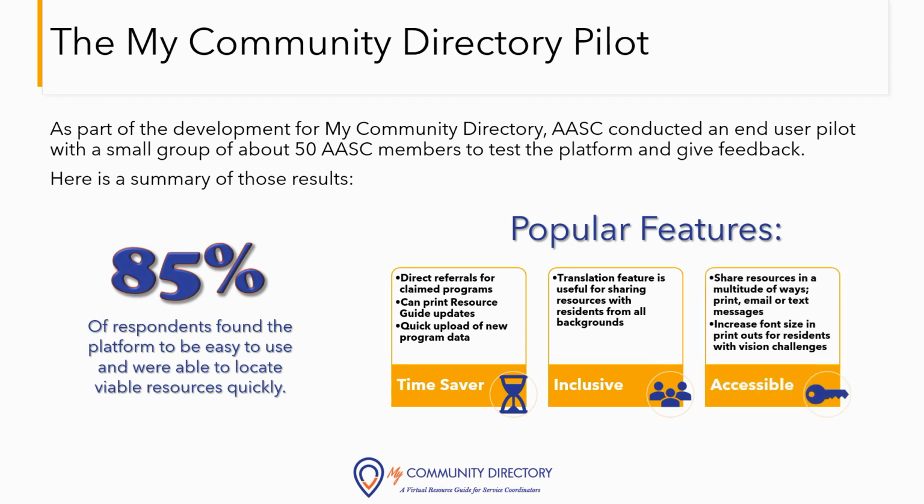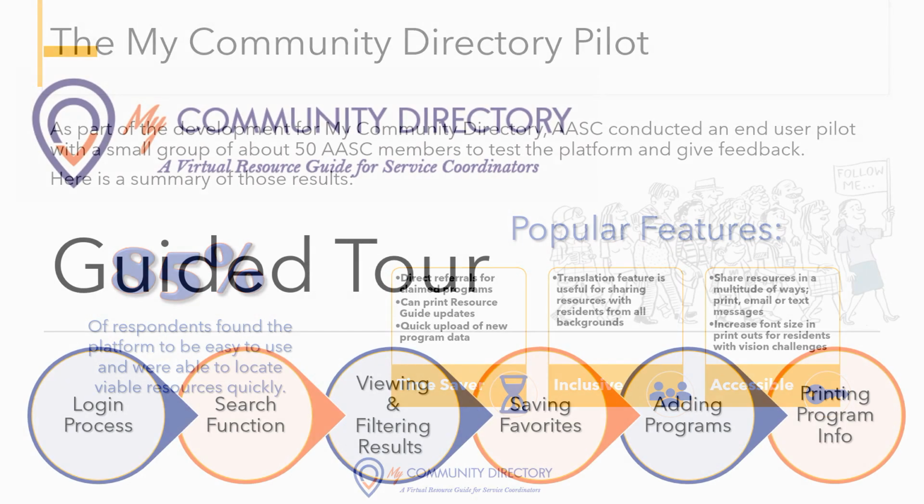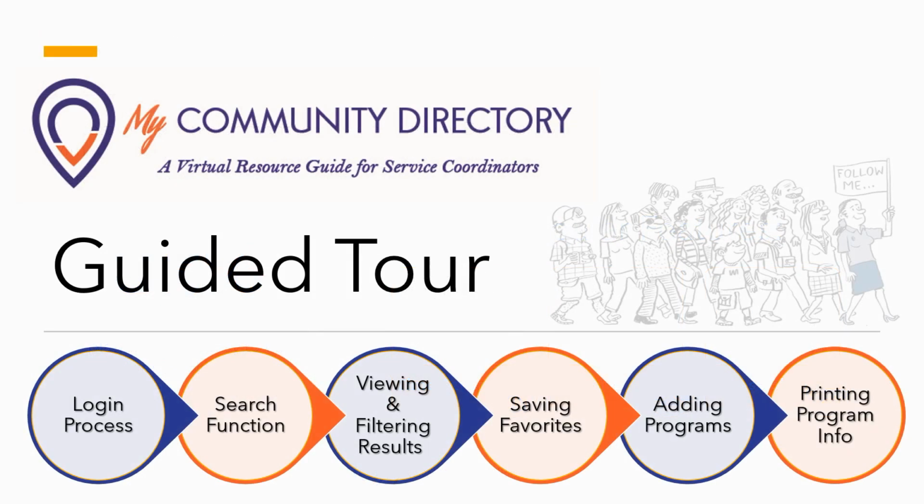It's also extremely accessible. You can share resource information a multitude of ways. There is, of course, printing. You can also send resources as a link, via email, or even in a text message for residents who are so inclined. When printing resources, it is very possible to increase the font size of the printout to make it easily readable for those who may have vision challenges. So time-saving, inclusive, and accessible. With those things in mind, we're now going to begin our guided tour of the My Community Directory platform.